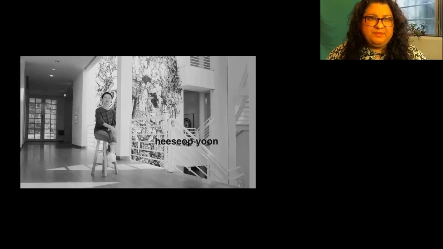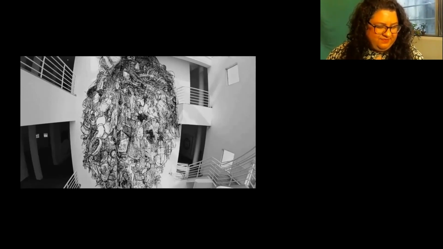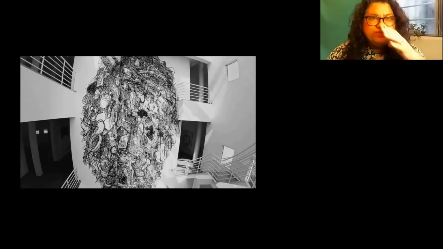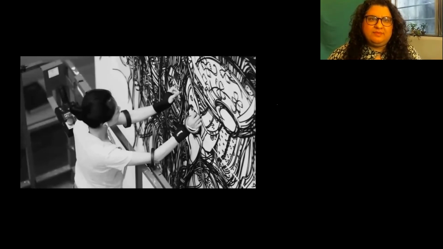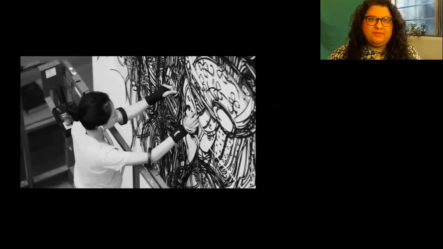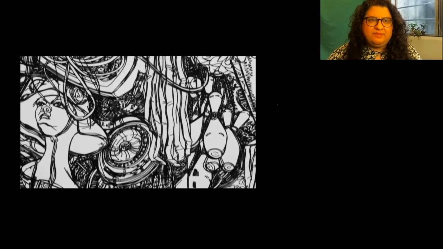My name is Hee-Sop Yoon, and this is my piece, Still Life Chandelier. After graduate school in Korea, I was exploring a lot of different materials for drawing. And tape was one of the materials that I found at that time. I really like the quality of the line.